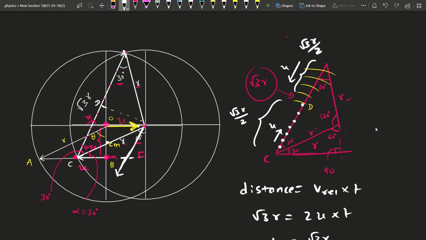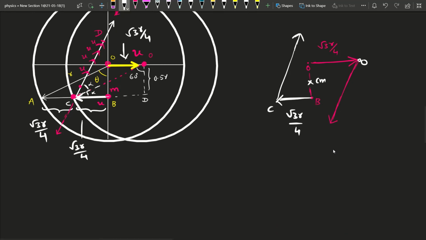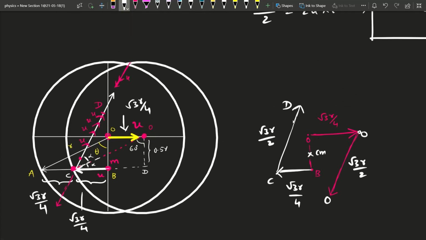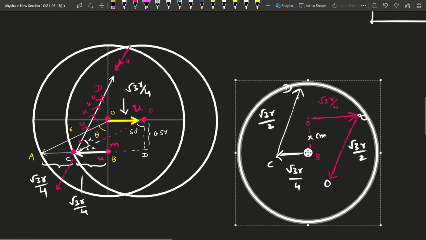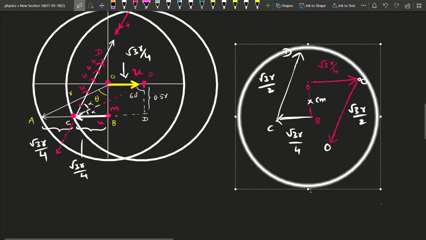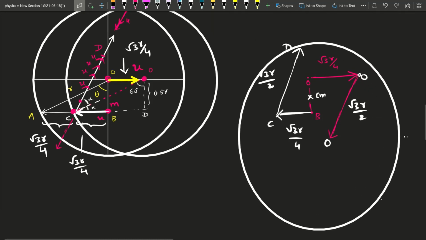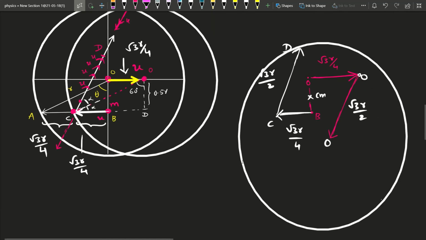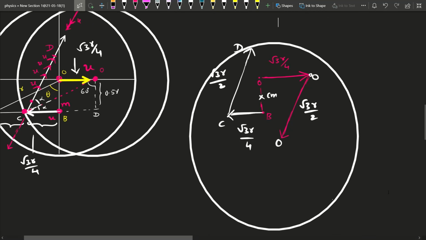So you can see the diagram very clearly. This distance from C to D is root 3r by 2. The center is also moving downward the same distance, root 3r by 2, and the center will reach this point. Again, at point D, you have to observe one thing. It is undergoing collision with the circumference of the circle whose center is located at point O, and it is undergoing collision at this point.